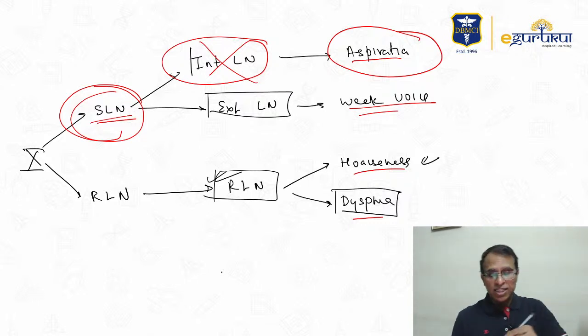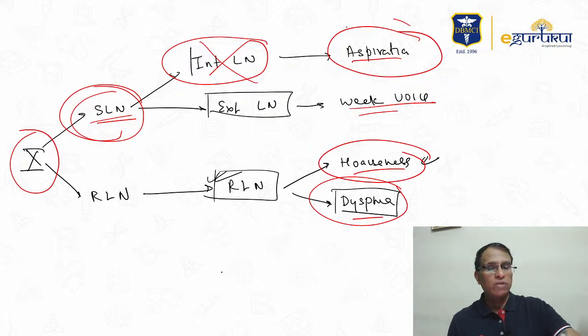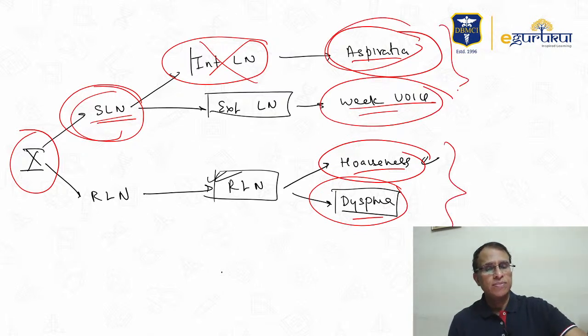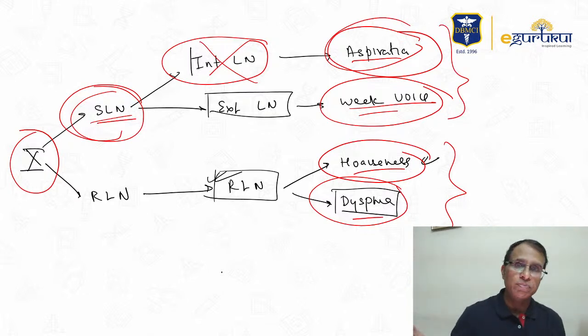In vagus palsy, you will have more than one symptom. You will have one of these and one of these at least. So one of these and one of these. If you have this combination, then it has to be vagus. That's how you pick up.